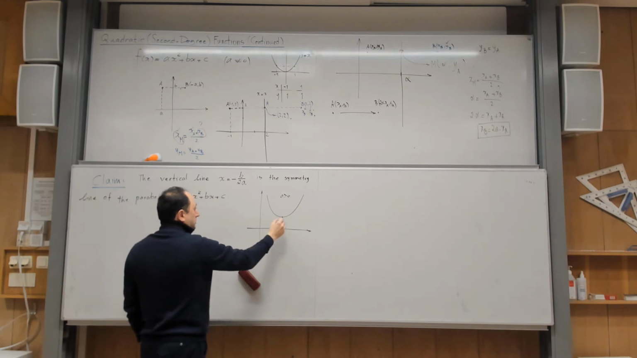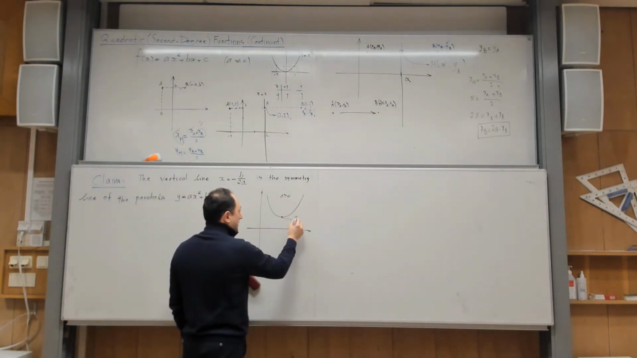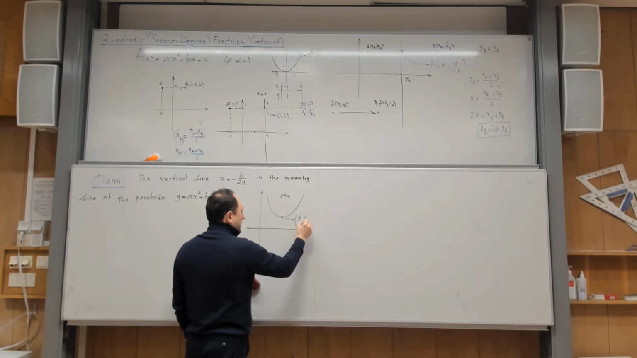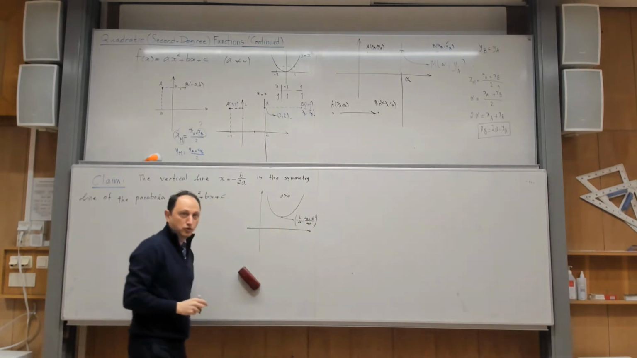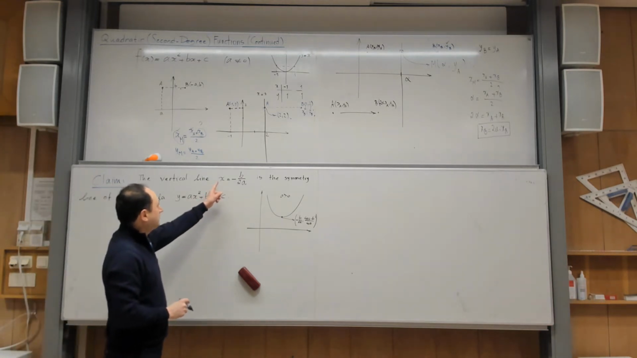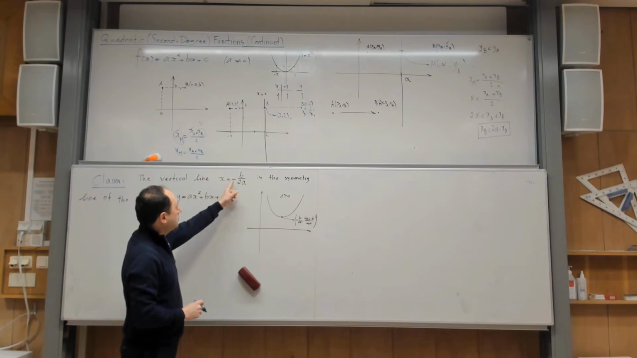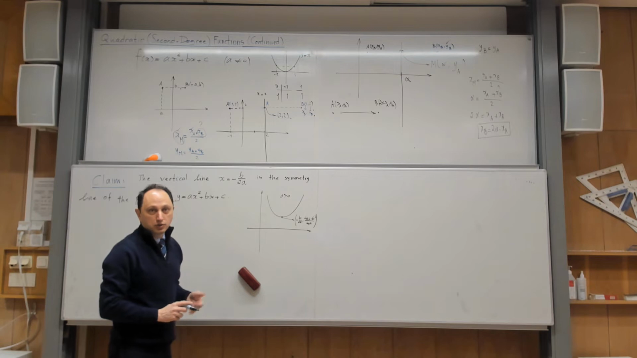I told you that if a is positive, the parabola opens up. If a is negative, the parabola opens down. So in this picture, a should be positive. And then, do you remember, we got a formula for the turning point, the coordinates of the turning point. If you refer to the notes, you will see that this was minus b over 2a, and then 4ac minus b squared over 4a. That was the formula that we found for the coordinates of the turning point in general. Yes? And now I am claiming the vertical line x equals minus b over 2a is the symmetry line. So what does it mean?